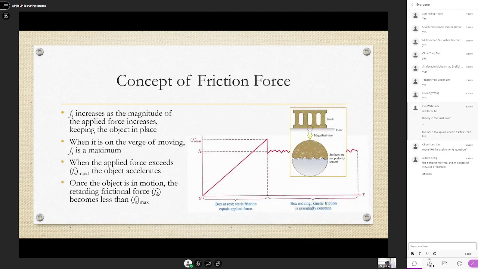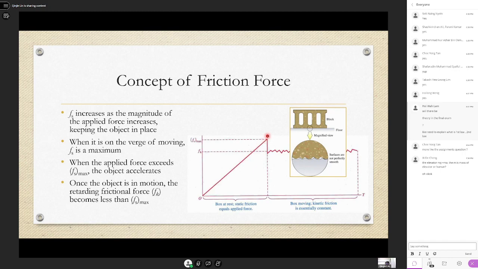Concept of friction force. Fs increases as the magnitude of the applied force increases, keeping the object in place. So like I've said, like a box, right? This one on the right is a diagram to show the friction on the y-axis. Down here is across time. Down here there's a slope, which means over time you apply more and more force. But in this part, the object is still not moving. So this whole part, we are in static friction.